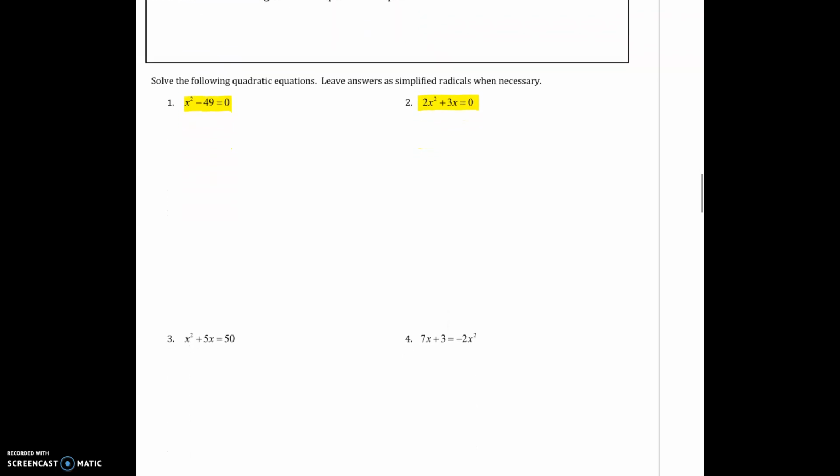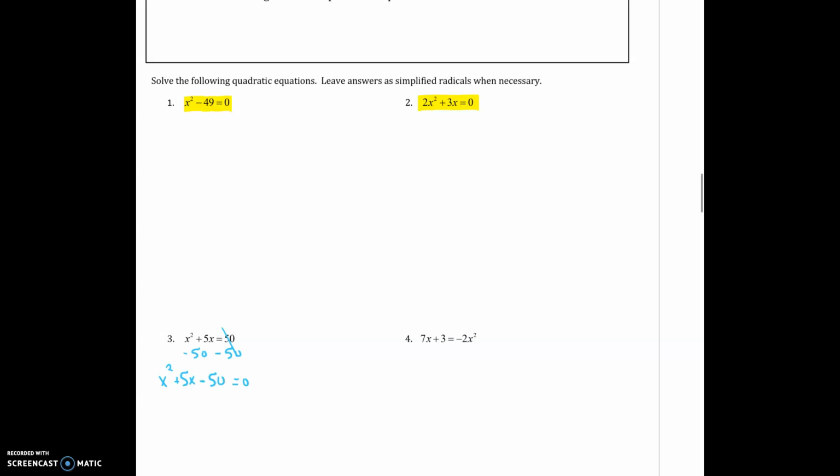When we get to problem 3 and 4, these aren't in standard form. So what I'm going to have to do is move the 50 over, and I'll do that by subtracting 50. So I'll subtract 50 from the left side, that'll cancel it out, so it actually equals 0 now. And that means my equation will look like x squared plus 5x minus 50 equals 0. And so I'm going to do the same thing with number 4.